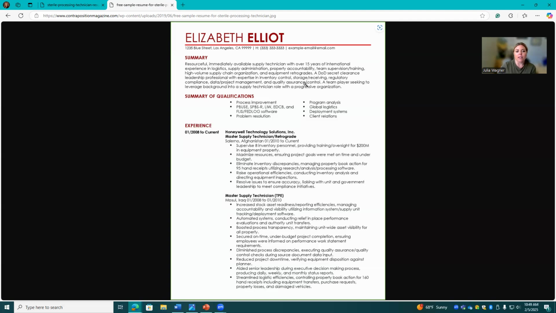Now, this resume has a different section than the last where it says summary of qualifications. So perhaps the job description wanted experience in client relations, and this candidate did. So here we have client relations. Maybe there was something in the job description for problem resolution or specific types of software that they are looking for experience in. That is where they put those qualifications here.